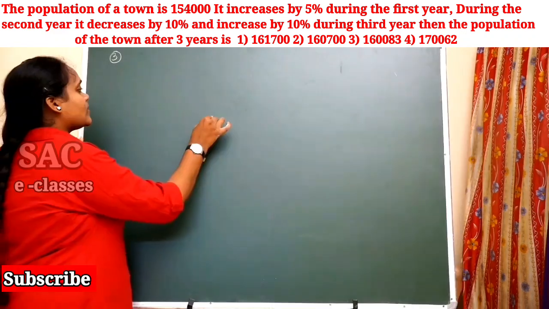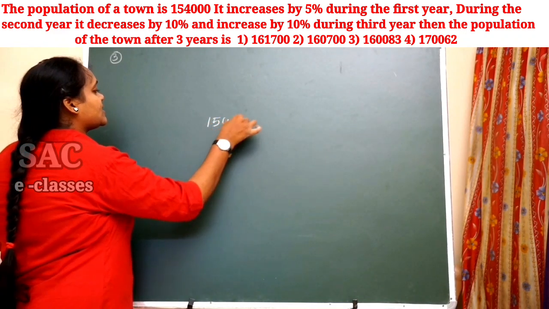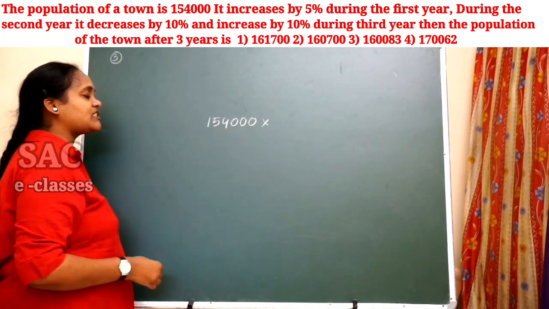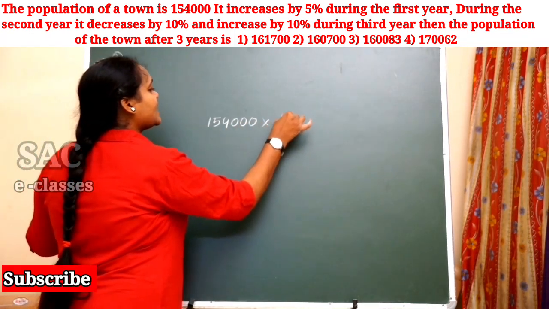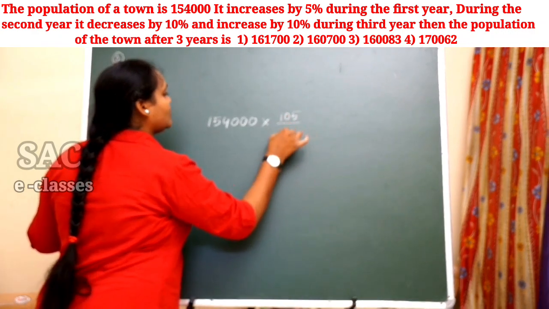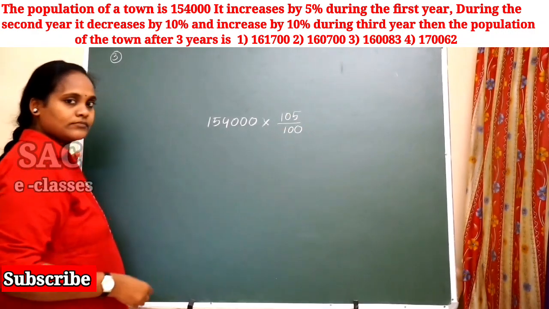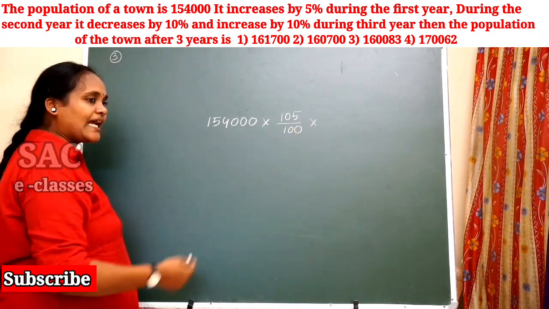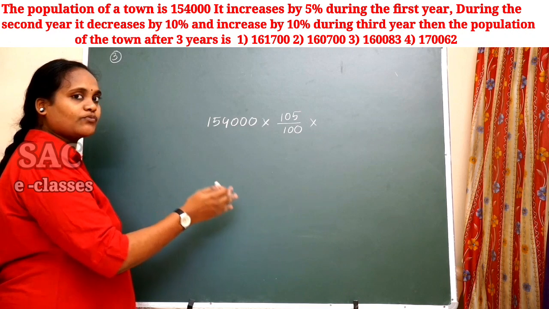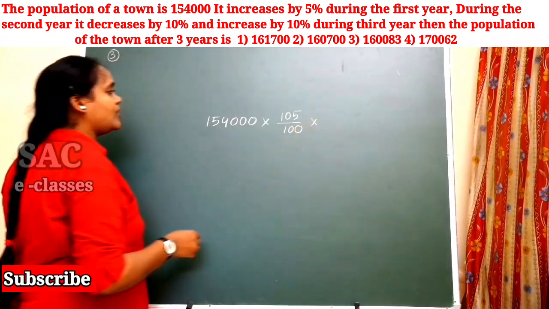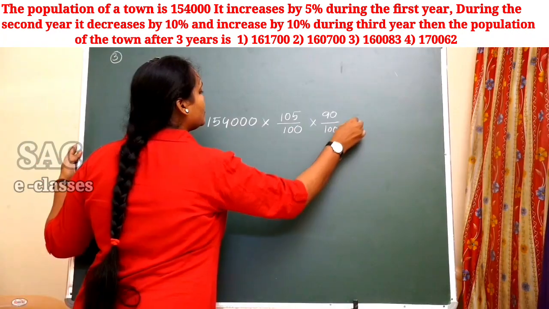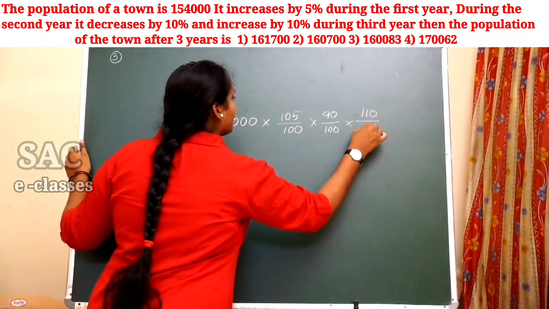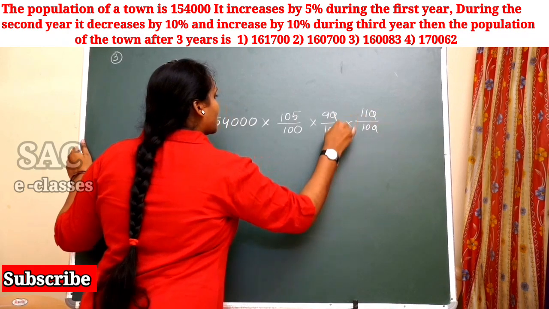First of all, the population of the city, they have given 1,54,000, into what happened in the first year? First year was increased by 5%. So what will you write? 105 by 100. Second year what happened? Decreased. Decreased means what will you write? 90 by 100 or will you write 110 by 100? Yes, you have to write 90 by 100. Into, third year what happened? It was increased by 10%. 110 by 100.